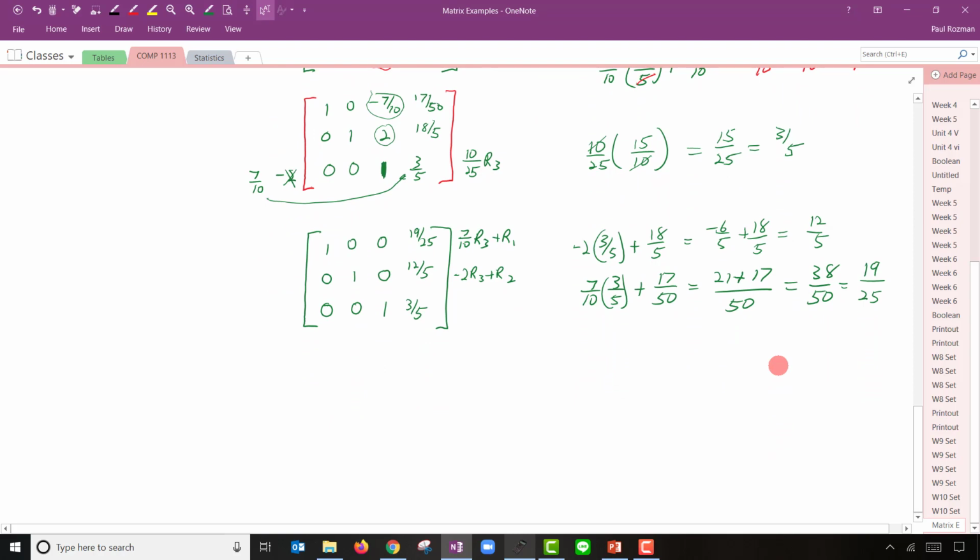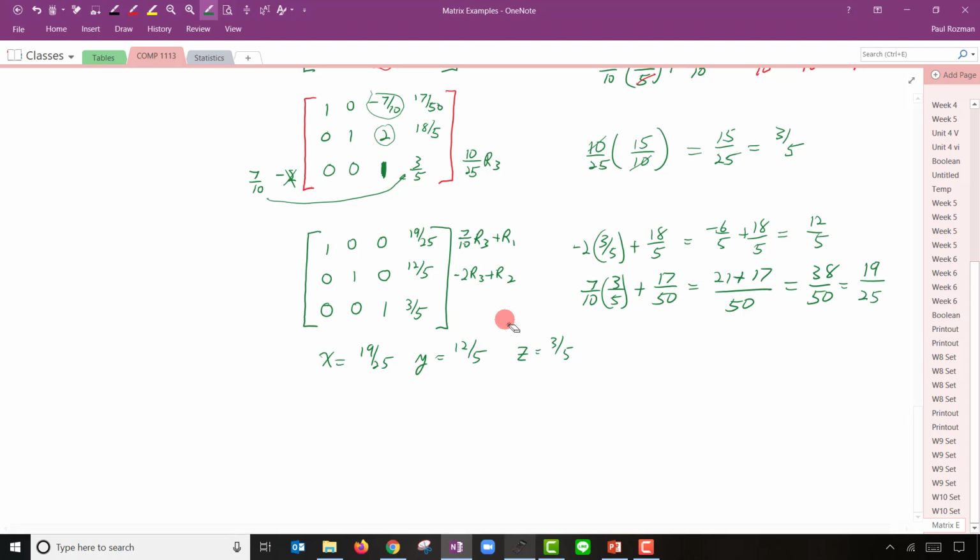So for this system of equations, the first row tells me that x is 19 over 25. The second row tells me that y is 12 over 5. And the third row tells me that z equals 3 fifths. That's the solution to our system. Not too bad, I hope.